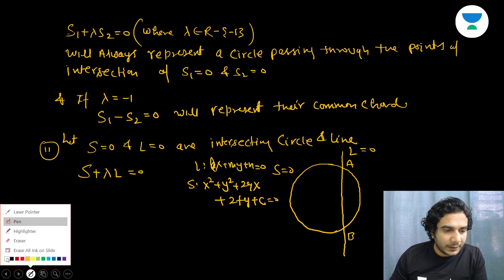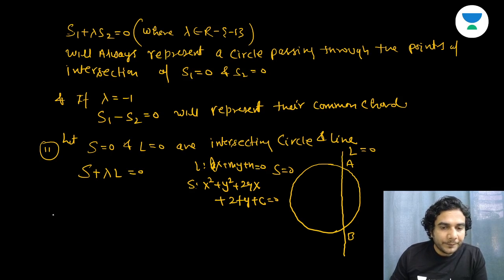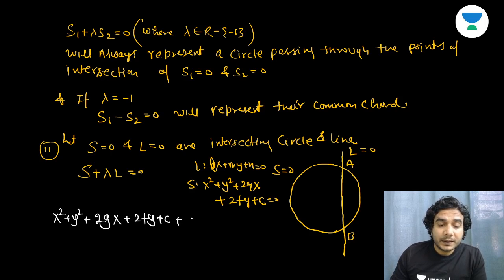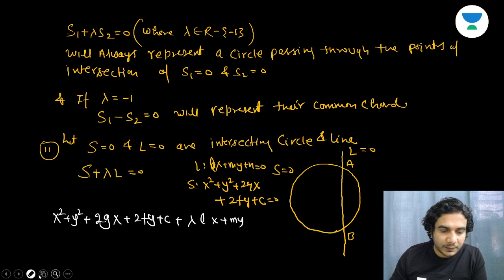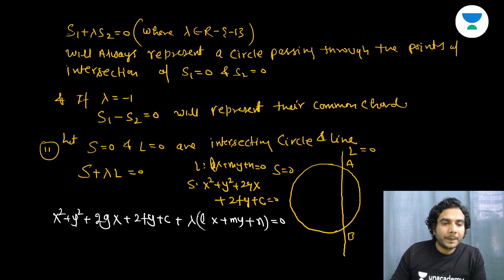If I add them, let's see what does this represent. It is x square plus y square plus 2gx plus 2fy plus c plus lambda times of lx plus my plus n is equal to 0. All right, and you can say it is x square. Now you can see coefficient of x square and coefficient of y square are 1 in this case only, right?